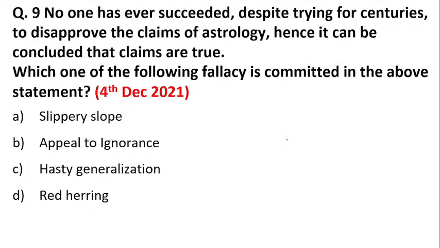Next question. No one has ever succeeded, despite trying for centuries, to disprove the claim of astrology. Hence, it can be concluded that the claims are true. Which of the following fallacies is committed in the above statement? Slippery slope, appeal to ignorance, hasty generalization, or red herring. Now you see there are so many questions based on formal and informal fallacies, which makes this topic so much more important.